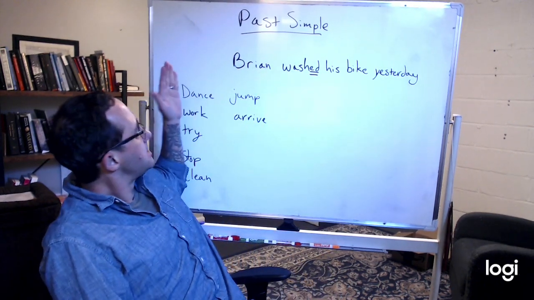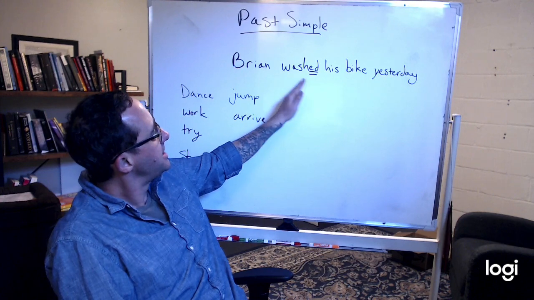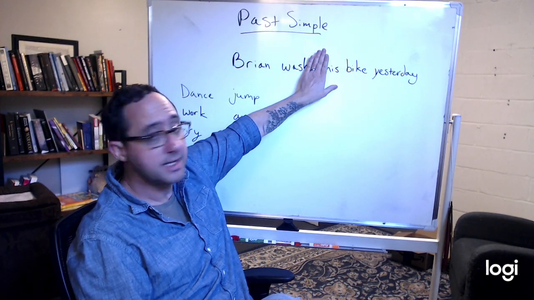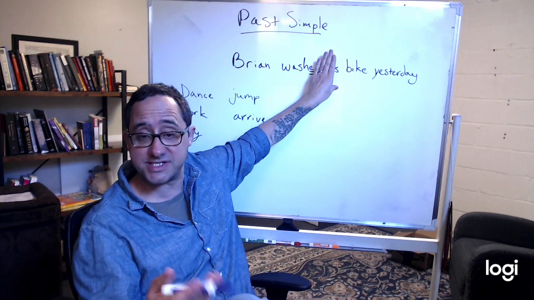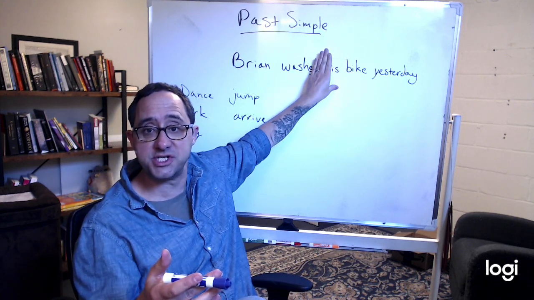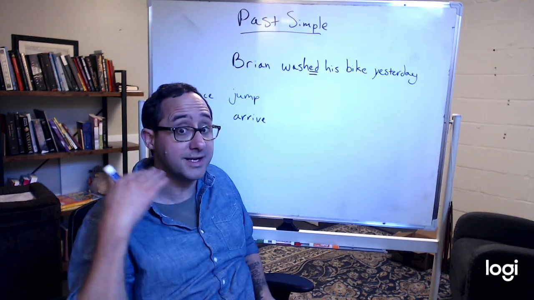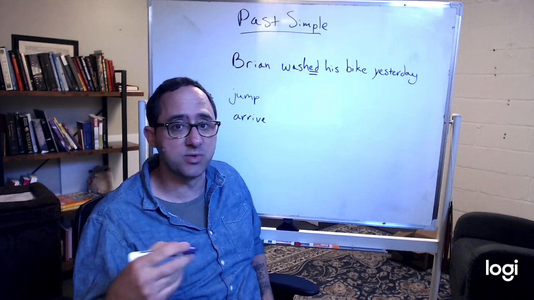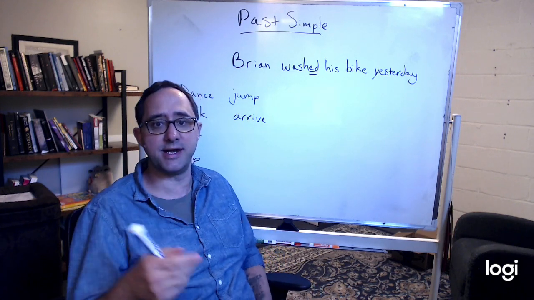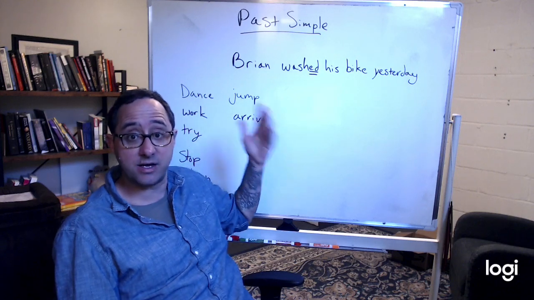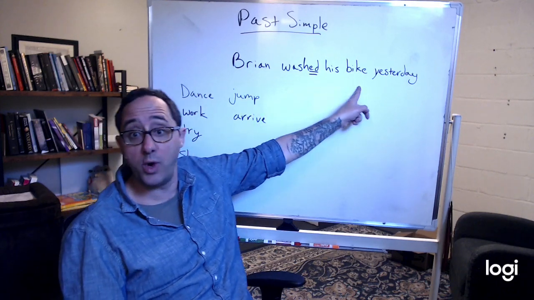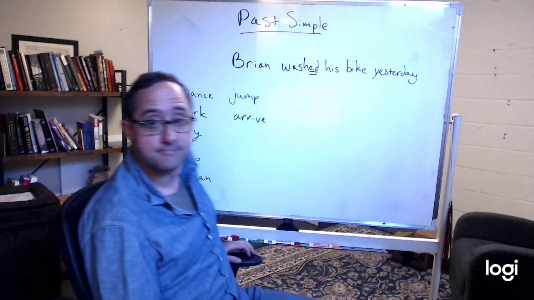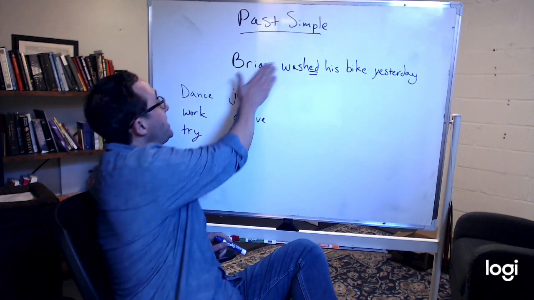So, Brian washed his bike yesterday. What did he do? If we said this in present simple, we would say Brian washes his bike when? Daily, right? He would do it daily on a regular basis. Brian is washing his bike if he was washing it right now. Here in the past simple, he did it once. Brian washed his bike when? Yesterday. Fixed time.